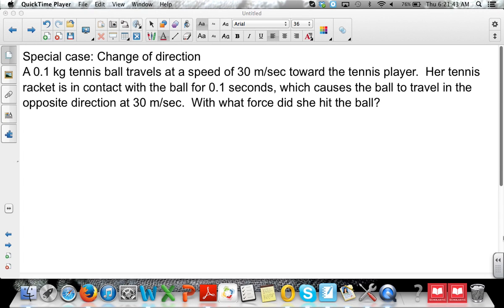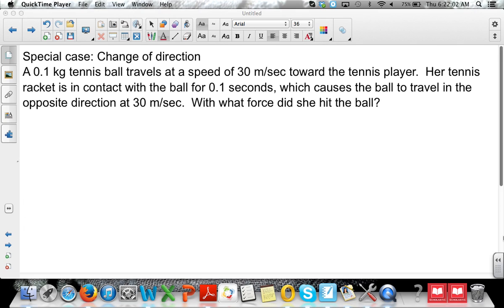Okay, there are a few special cases I want to go over with impulse. They're more complicated, so I just want to go over those. So this one, if you have a change in direction, remember momentum is a vector, so it has a direction, so there's a positive and a negative.